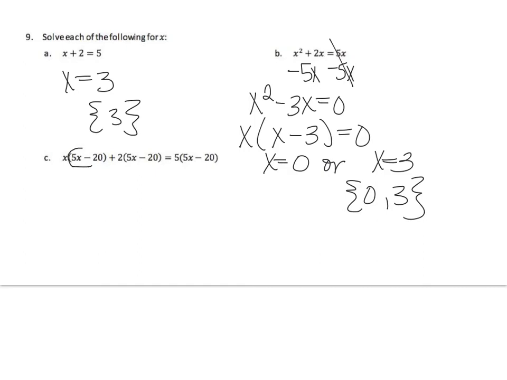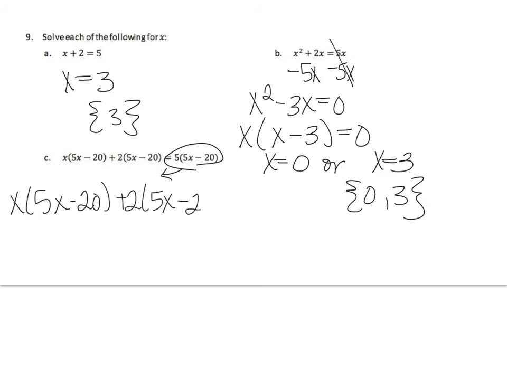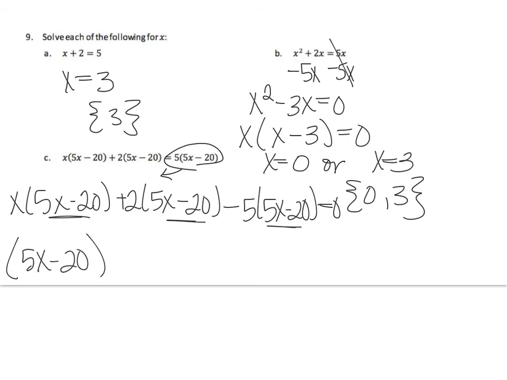And then this last one looks like, well, let's erase that. I'm going to take this and subtract it to the other side, leaving me with something equal to 0. 5x minus 20, plus 2, 5x minus 20, minus 5. 5x minus 20 equals 0. I'm going to factor that piece out, so I'm going to have one of those at the end. And I'm left with x plus 2 minus 5 equals 0.